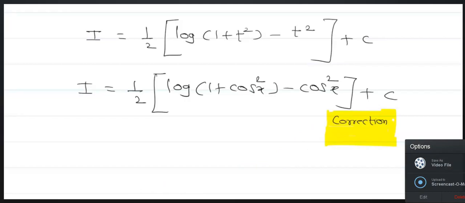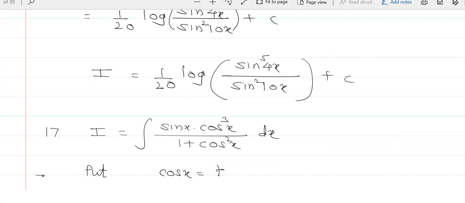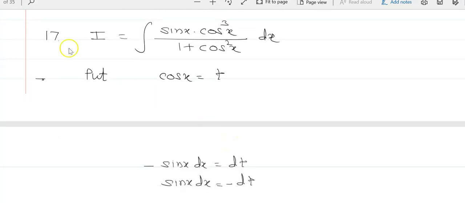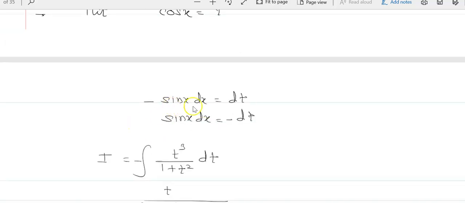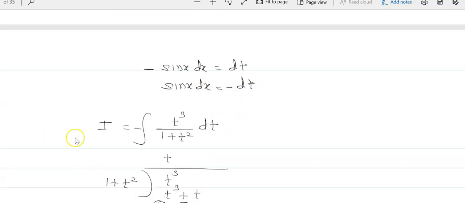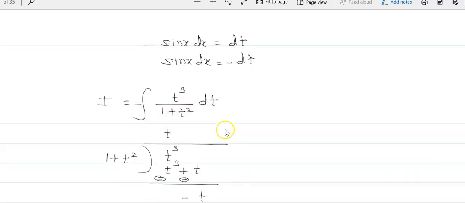Now again, see this. The same problem is here. I is equal to the integral of sin x cos cube x upon 1 plus cos square x. Substitution: put cos x equal to t. Its derivative, minus sin x dx is equal to dt. Therefore, sin x dx is equal to minus dt. Therefore, I is equal to minus the integral of t cube upon 1 plus t square dt.